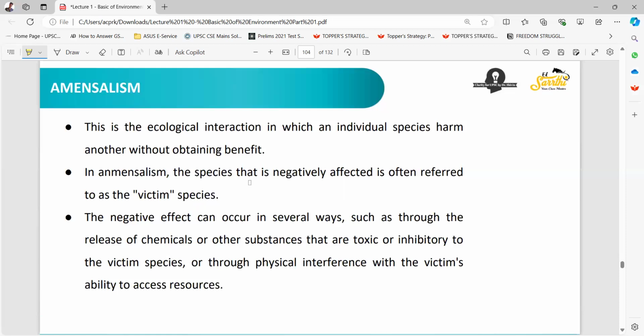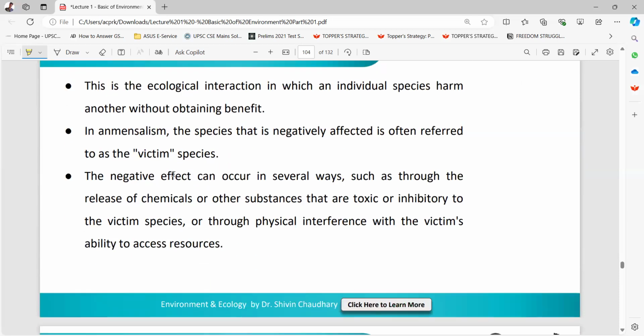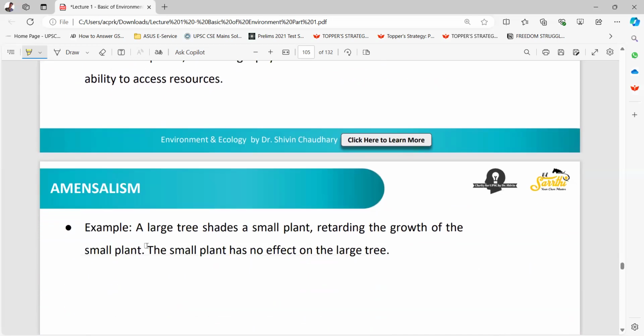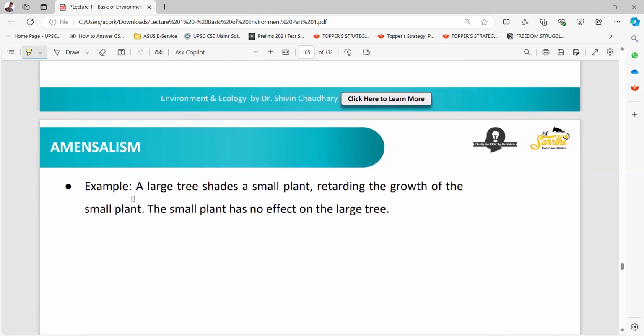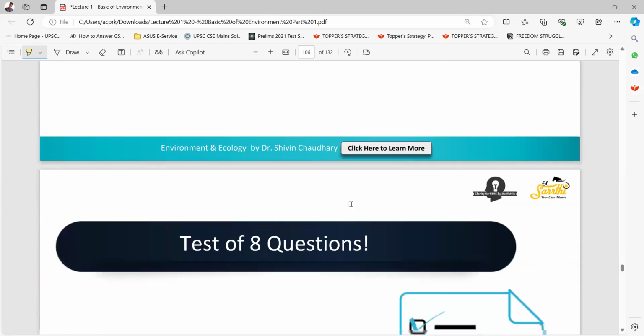In amensalism, the species that is negatively affected is often referred to as the victim species. The negative effect can occur in several ways, such as through the release of chemicals or other substances that are toxic or inhibitory to the victim species, or through physical interference with the victim's ability to access resources. Amensalism, example: a large tree shades a small plant, retarding the growth of the small plant. The small plant has no effect on the large tree.